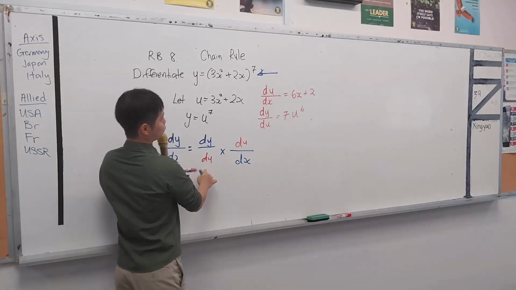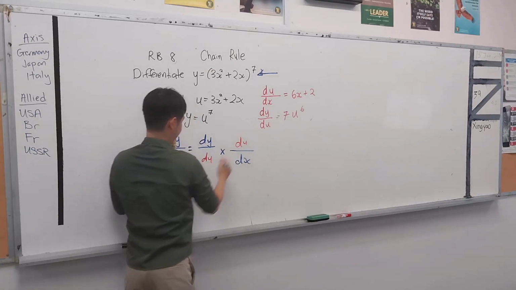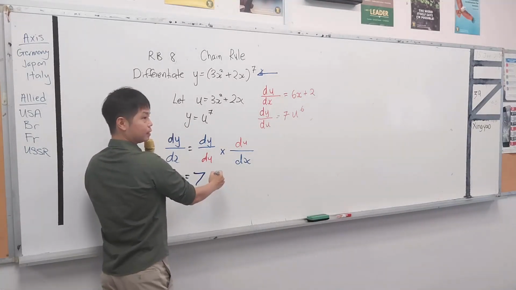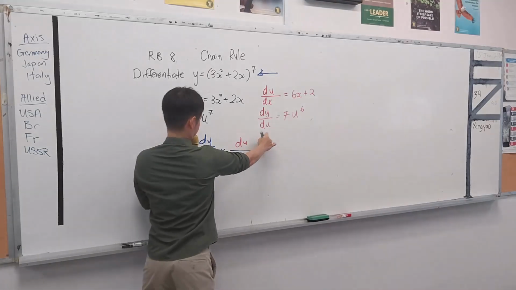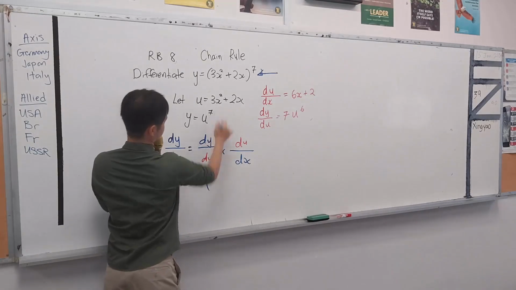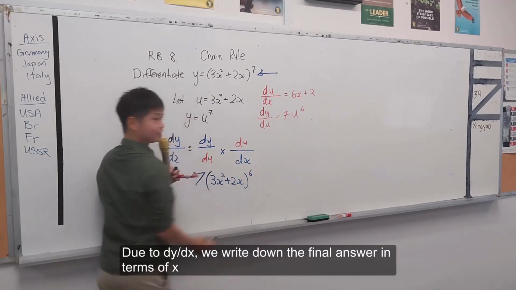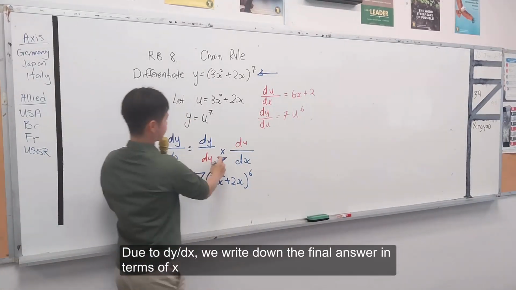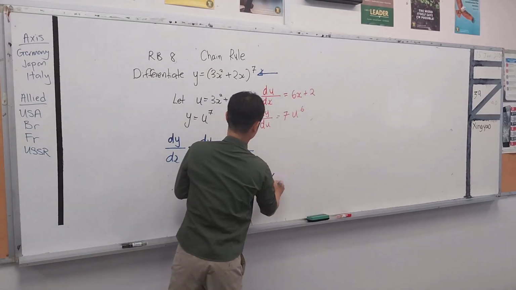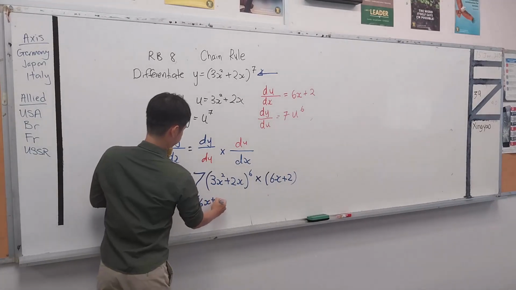So first, dy du will be this one. This one you must focus. 7u power 6. But I don't want the u, I sub back the u here. 7 times 3x squared plus 2x power 6, times du dx, 6x plus 2. Okay, put it in proper form like this.